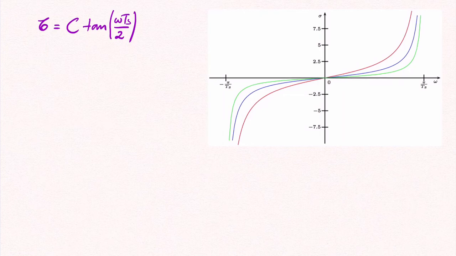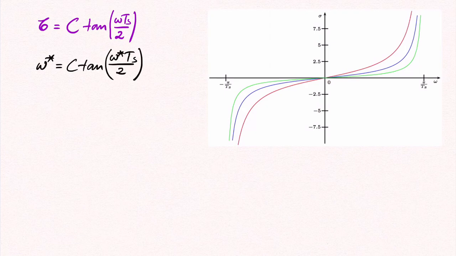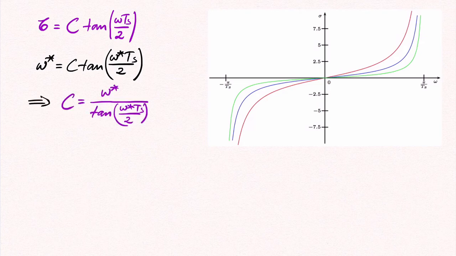By choosing the parameter c appropriately, we can guarantee that the frequency response of the continuous time filter and the frequency response of the discrete time filter are exactly equivalent for one chosen frequency. Assume that the frequency responses of the discrete time and the continuous time filter should be exactly the same for a frequency omega star. Then we want to choose a parameter c such that omega star is equal to c times the tangent of omega star Ts divided by 2. Then c must be equal to omega star divided by the tangent of omega star Ts divided by 2.